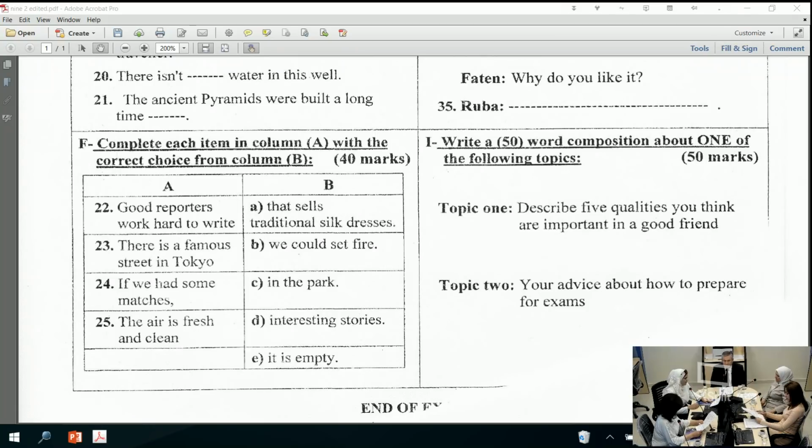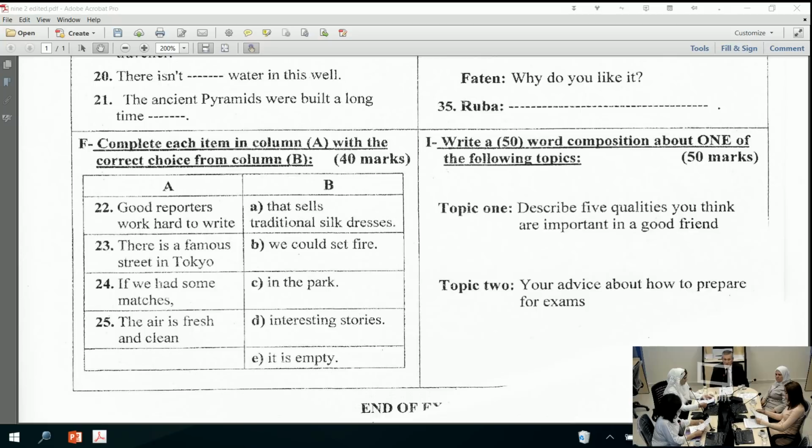Number 25, Miss Abir. And now the air is fresh and clean, and we still have two choices only: here in the park, and it's empty. So it's in the park, because it is empty, fresh, clean. It's not related to air. So it is in the park. The air is fresh and clean in the park.